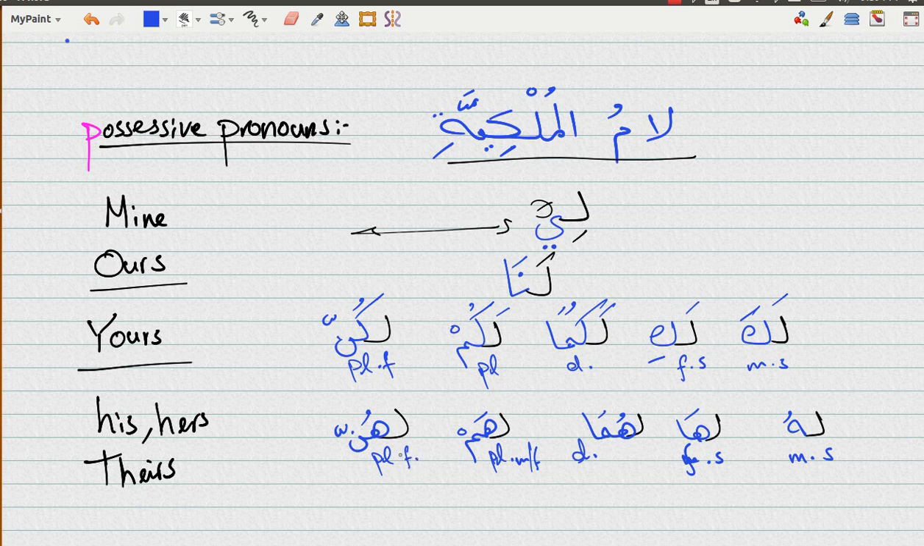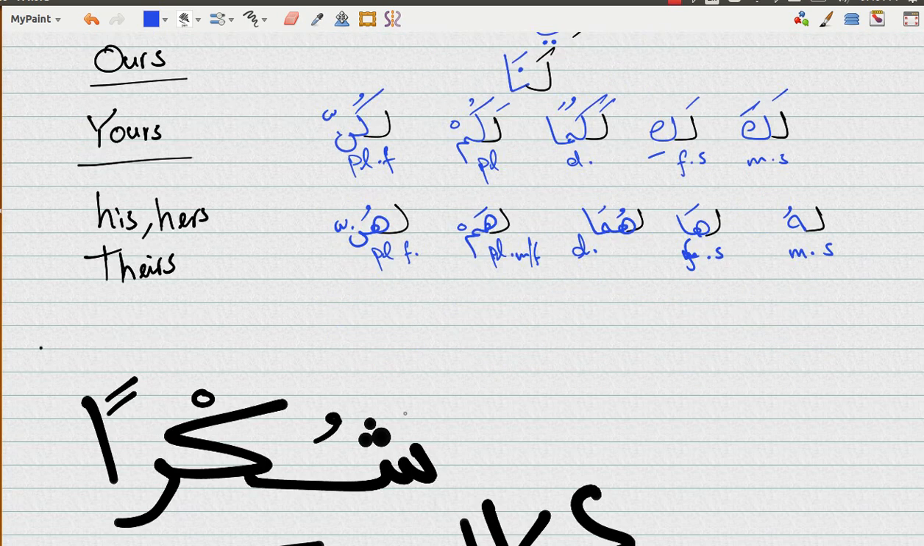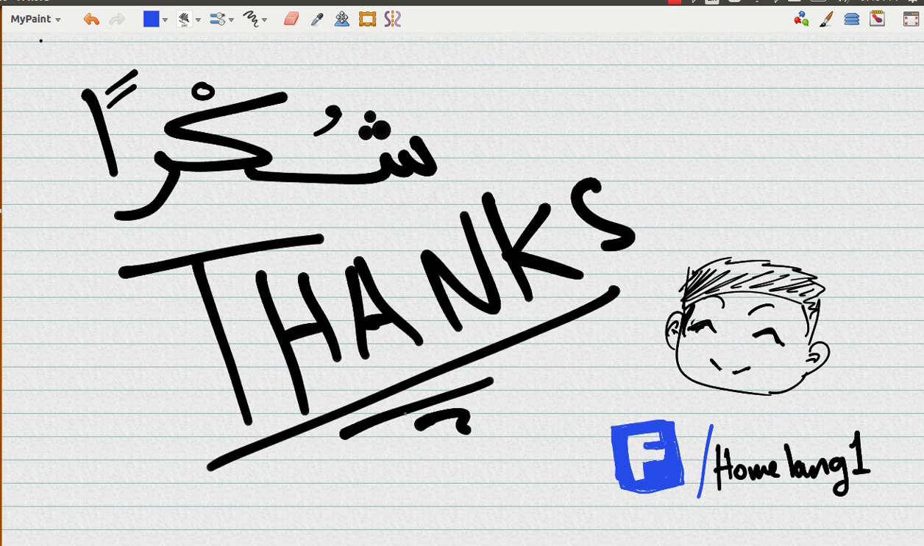Li, lana, laka, laki, lakuma, lakum, lakun, lahu, laha, lahuma, lahum, lahunna. This was today's lesson. I know it's really too much information, and I think you should practice them, memorize them, and hopefully in the coming lessons we're going to be using them in examples.